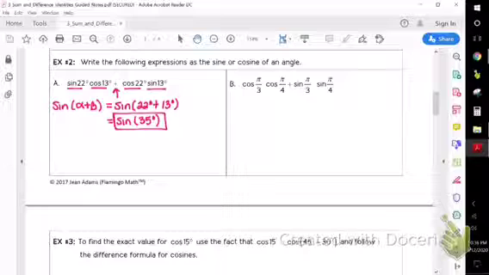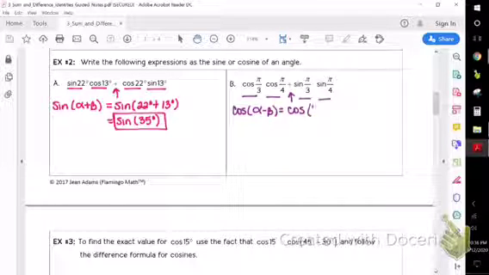Alright, let's look at B here. It says cosine of pi over 3, cosine of pi over 4, plus sine of pi over 3, sine of pi over 4. So look for your pattern. Cosine, cosine, plus sine, sine. This is my difference of cosines. So you know this is going to be cosine. Alpha is the first angle, so pi over 3. Whoops, didn't mean to close my parenthesis. Minus beta, which is my second angle, so it's pi over 4.